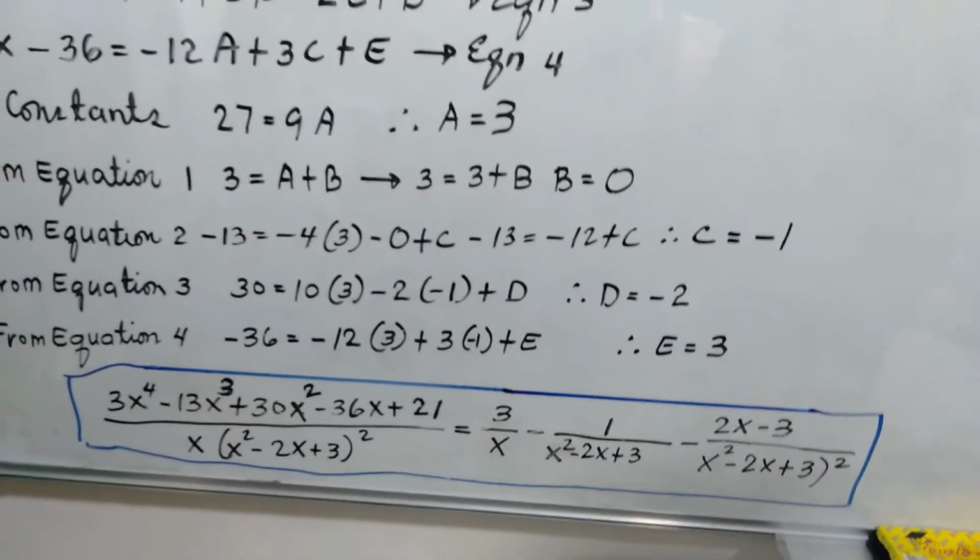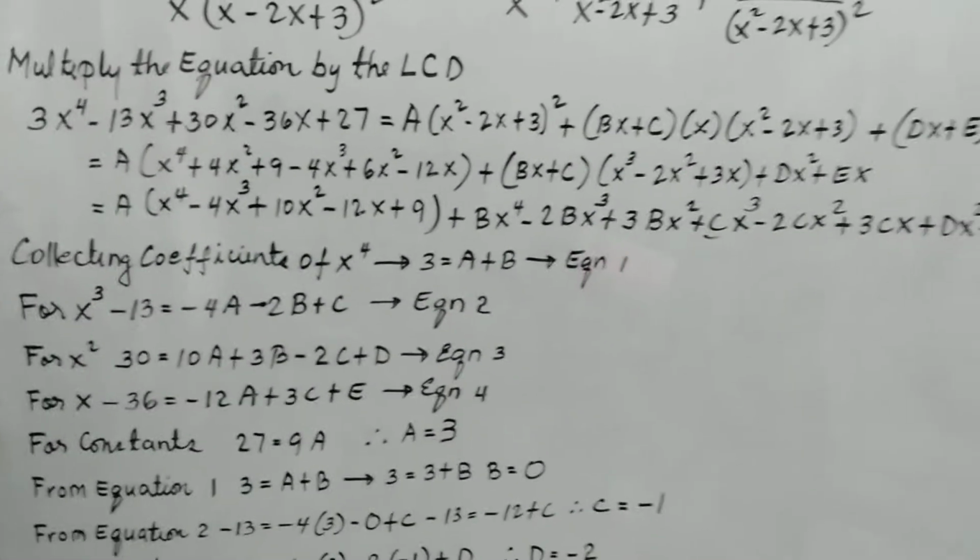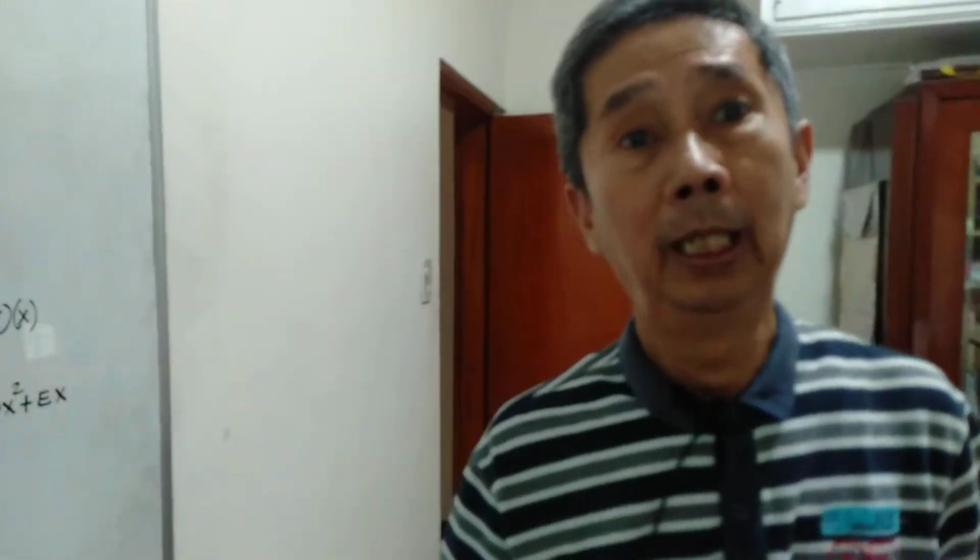So that's how we substitute and use the collecting coefficients method. Thank you again for watching our videos for partial fractions when the denominator of the given fraction has repeated quadratic factors.